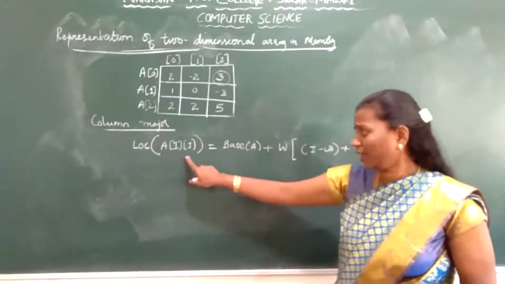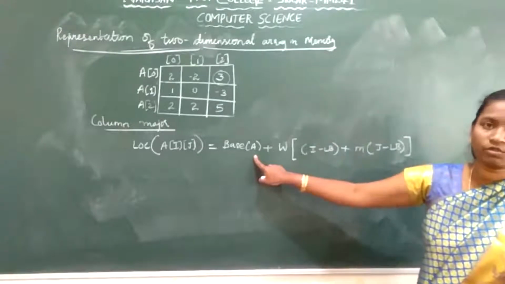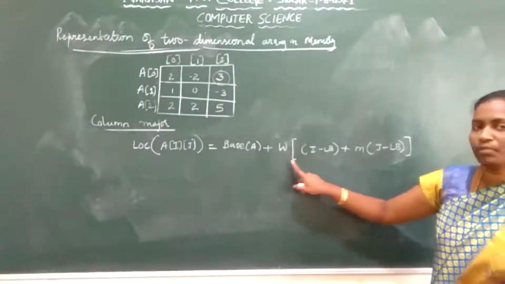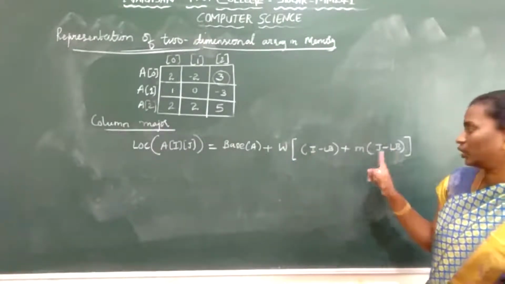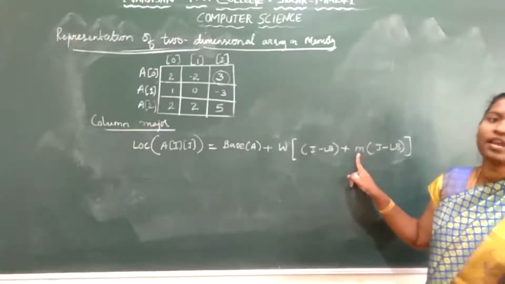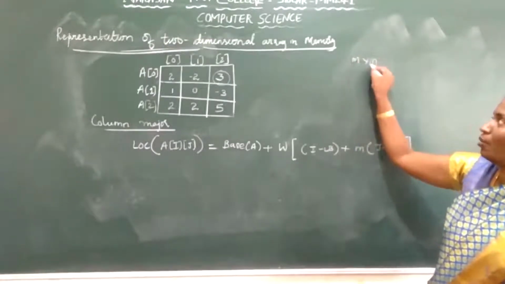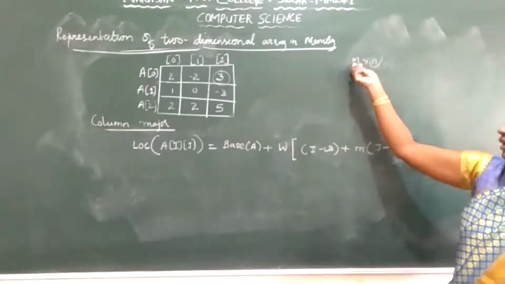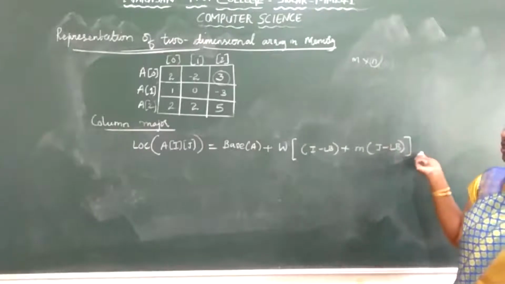Now to find the location of A of I, j, you need to have base of A, which is the beginning base address of an array. W stands for the number of words per memory location. I is your ith row, jth column. LB stands for lower bound. Now see here, in the matrix we have the number of rows into columns. In the row major we have multiplied by N, and in the column major we are multiplying by M. That is the only difference between the formulas.